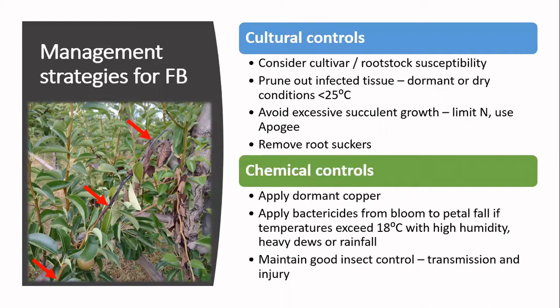During the blossom time, though, consider the use of biologicals and bactericides. This is especially during conditions either predicted through the use of forecasting models, or if not using models, then if temperatures are above 18 degrees with high humidity, heavy dews, or rainfall, or again, if you're going through with a scab spray, then consider having some sort of control product in place to protect against fire blight.